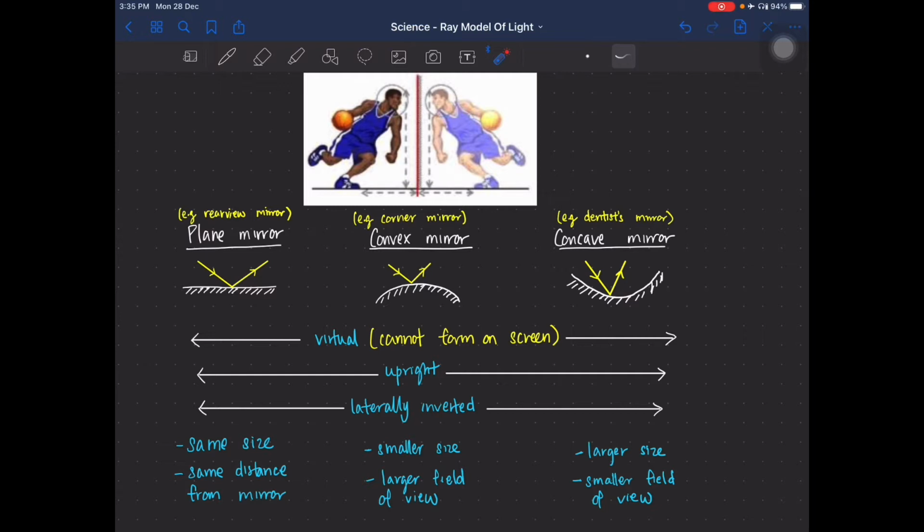Now, the normal mirrors that we come across in our day-to-day life, the plain mirror that we use at home or in the toilet, always produce images of the same size, and the images are always the same distance from the mirror, which means that you will not see more than what the mirror can reflect. The objects that you see will be as far away from the mirror as you are from the mirror. So the distance will be accurate to that. It's different from your convex and concave mirrors.